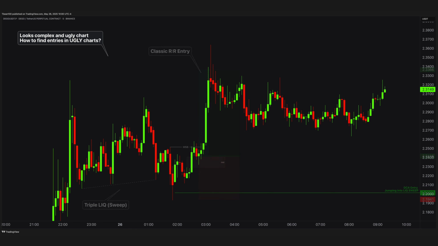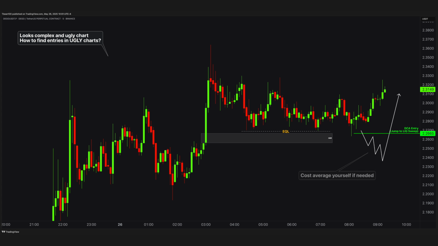Later on, notice how the price creates another equal low right above the imbalance zone. This is another trade idea, why not? A place where I can build a position by using cost average techniques. Because I know that price has now filled up and I can try to get a quick trade here.